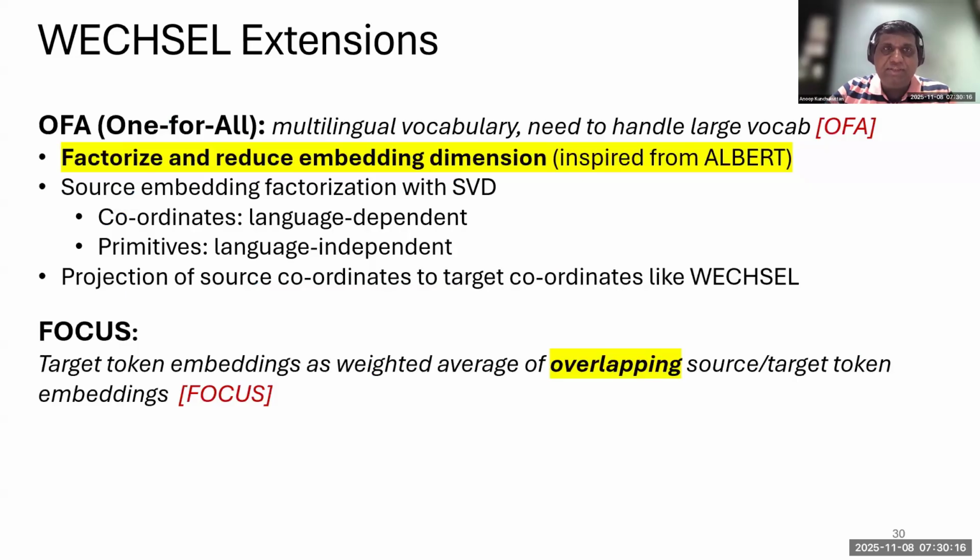So there are some variants of this average initialization. One particular case is one for all, where you don't want to just extend to one language, but to multiple languages. That means you would have to handle a large vocabulary. So what this approach tries to do is factorize the embedding matrix into two low rank matrices, where one of them is language dependent and the other is language independent. Now only the embeddings for the language independent matrix have to be learned, and this can be learned in the same way as average initialization.